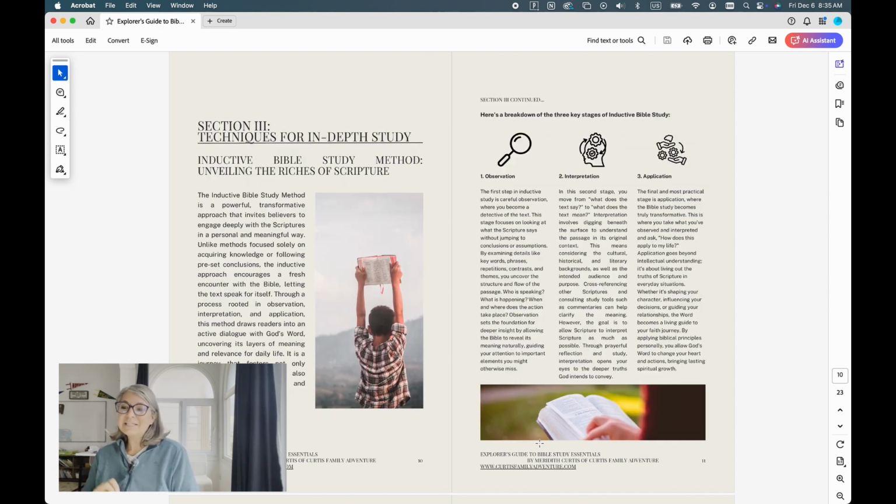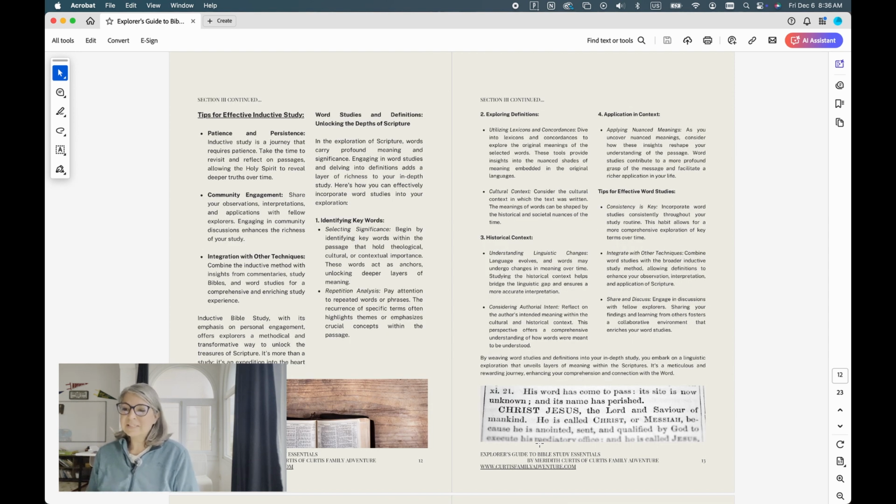Section three, I get into some techniques for in depth study and introduce the inductive Bible study method. And in this, we're going to talk about observation, interpretation, and application. It is so important that we observe the text accurately by looking at it properly within context. And then that leads to our interpretation, having good interpretation of the word, which should lead to application. The word is supposed to change us from the inside out. So if we're not applying it to our lives, then we're missing a key part. Also include tips for effective inductive Bible study and go into a little more detail about word studies and definitions, which is some of my favorite part of Bible study.